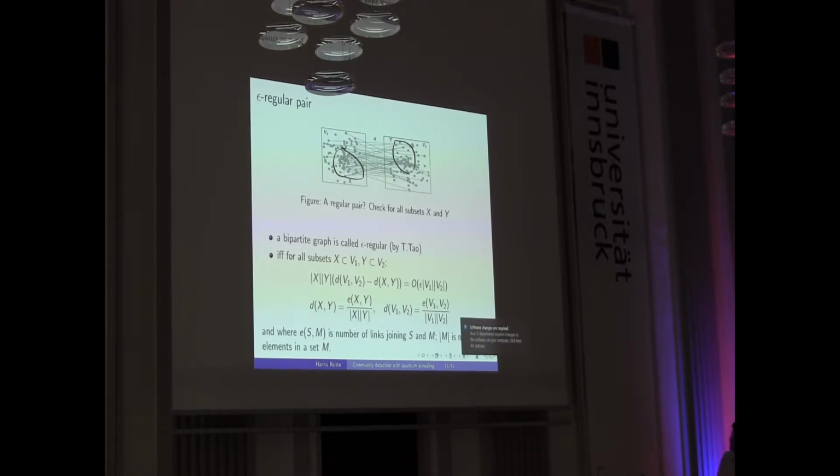then you divide it by the number of nodes in X and the number of nodes in Y, and you get some number between 0 and 1, and similarly for the whole graph. So the meaning of this is that link density in subgraphs should not deviate much from the link density in the whole graph in this normalized way.